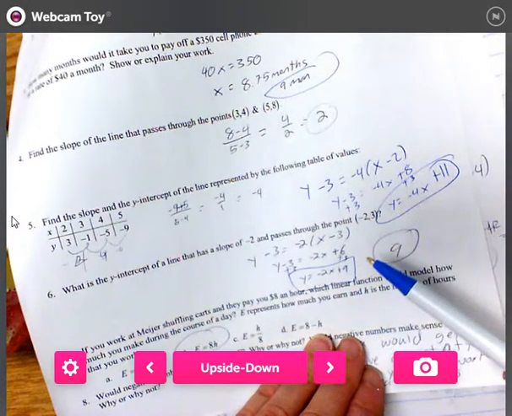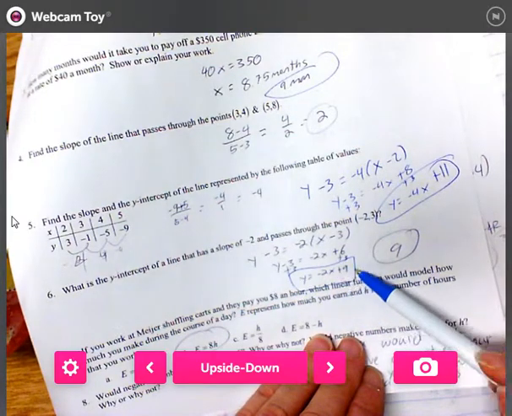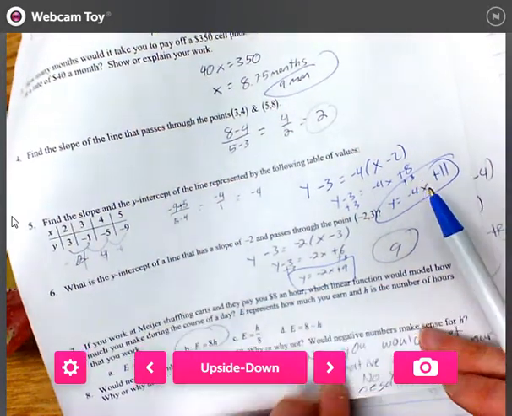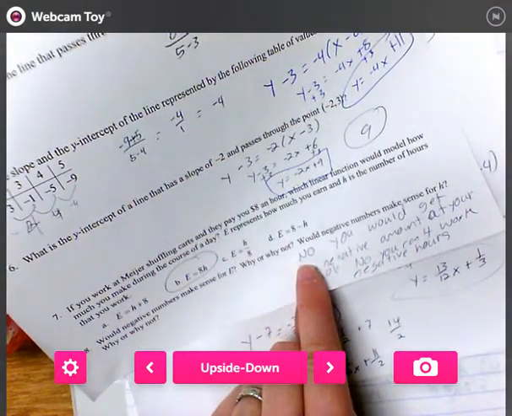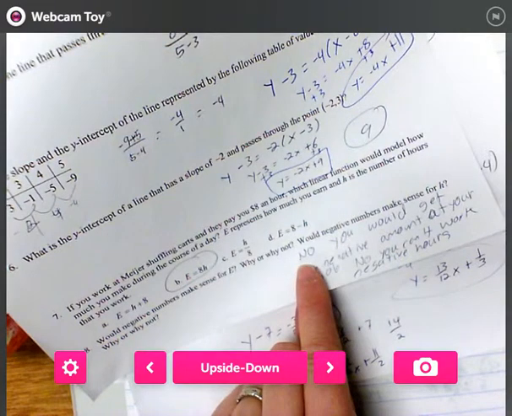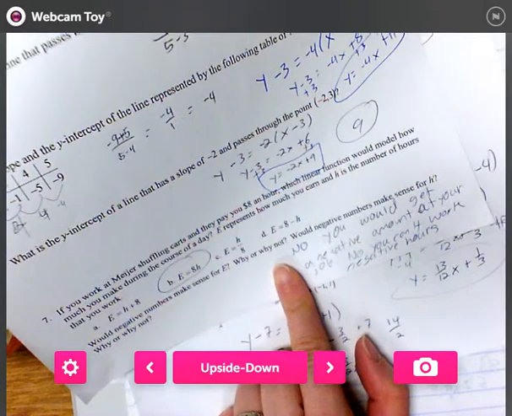Number 6 is y equals -2x plus 9. Okay, -2x and 9. Number 7 is b. Number 8 is no, you would get a negative amount at your job. No, you can't work negative hours. Okay, can't work negative hours. Can't have a negative amount at your job.